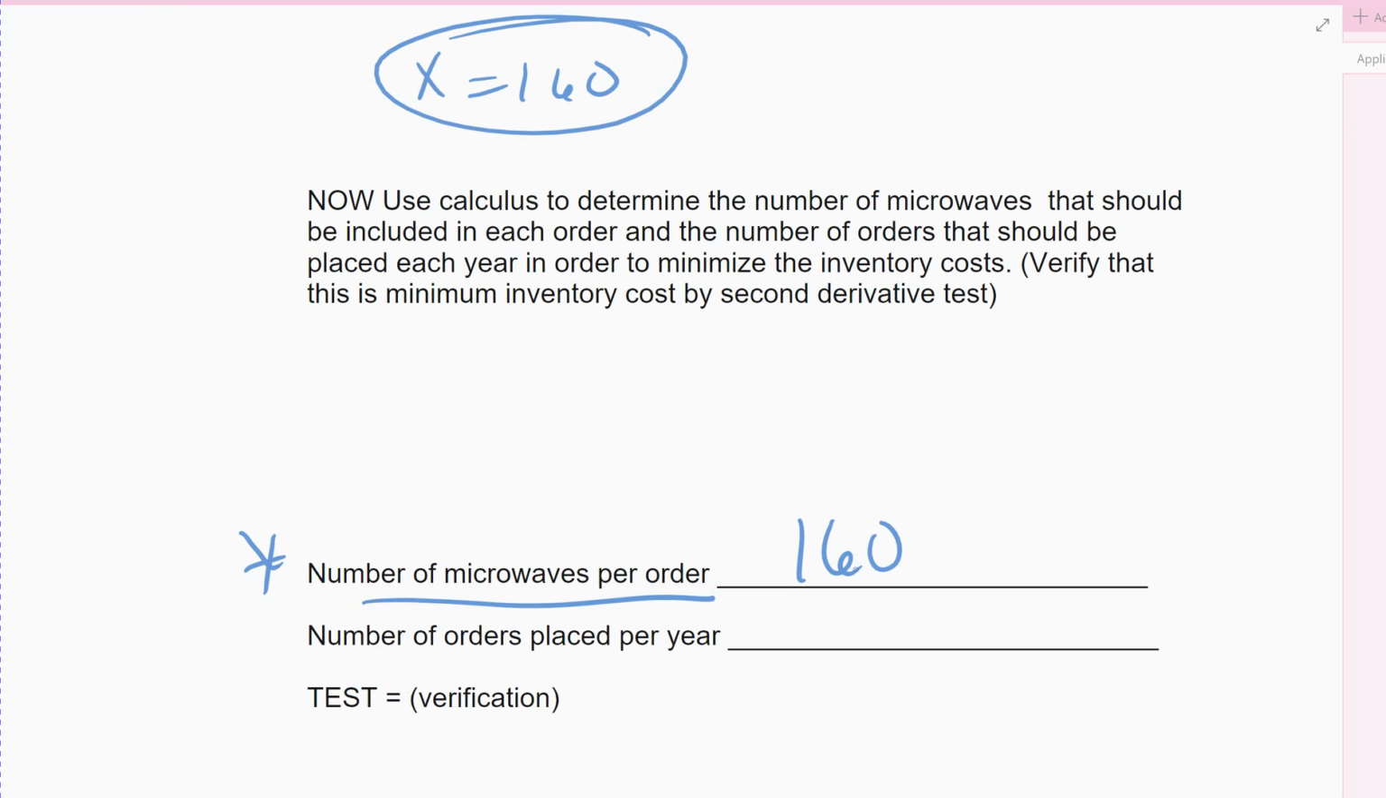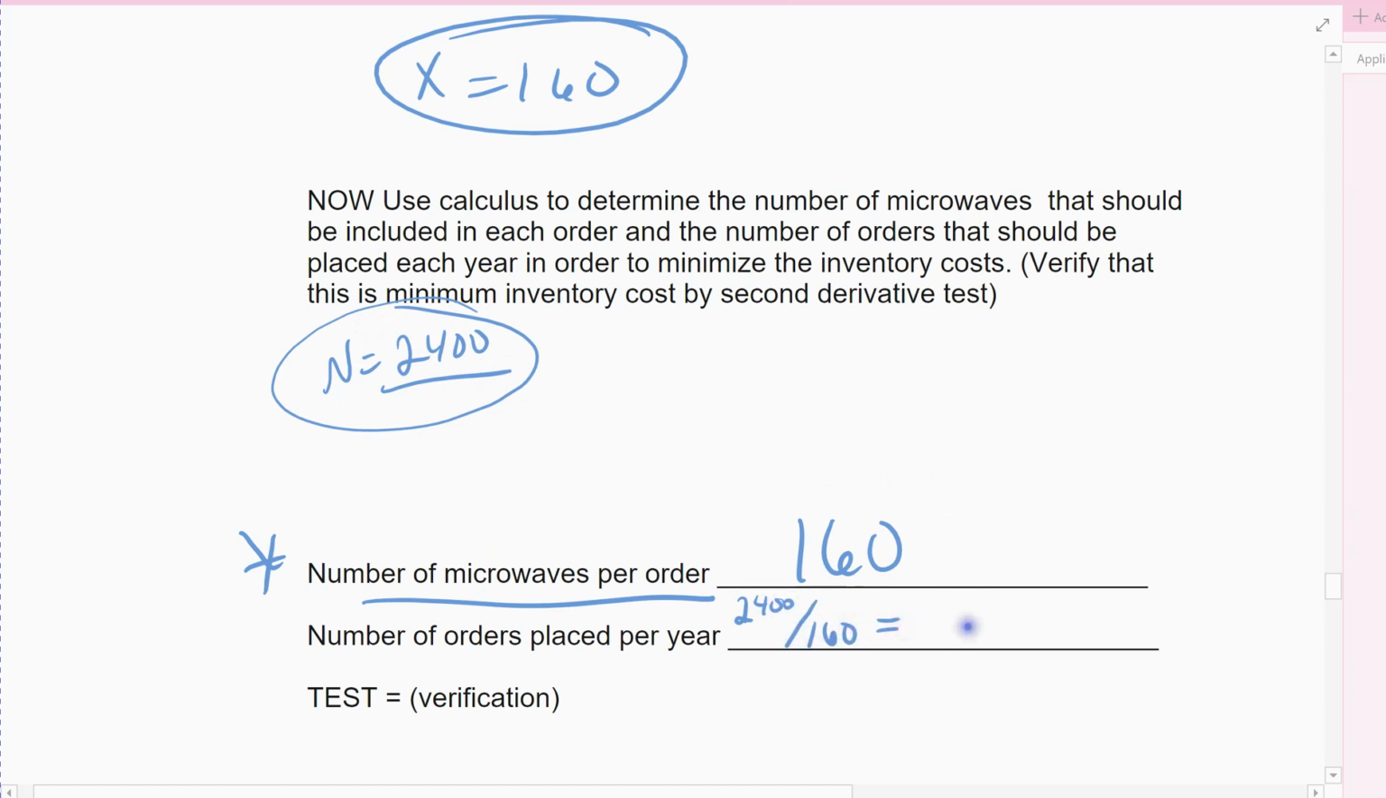Well then, how many orders do they have to place, right? Remember, they want a total of 2,400 microwaves. Well, how many 160s do they need to get shipped to them throughout the year so they get all their microwaves? Well, you take your total, 2,400, divide by your 160, and so that comes out 15 orders per year. So 15 times they have to ship 160 microwaves to them.